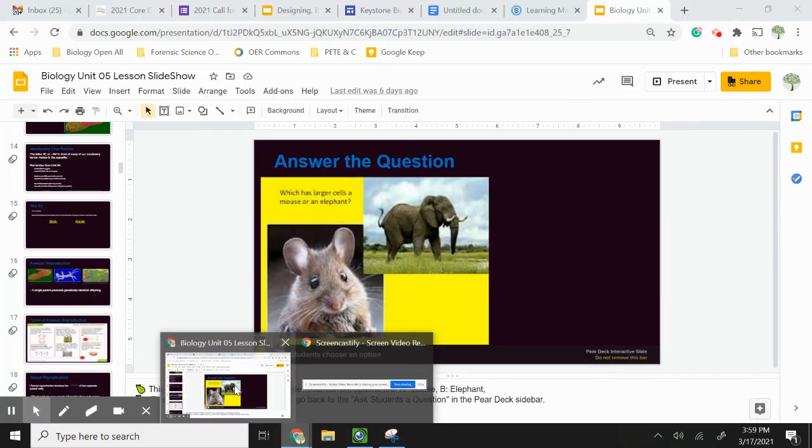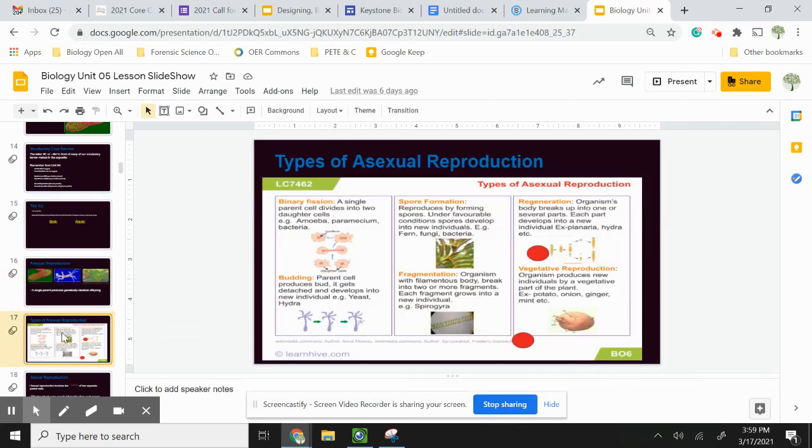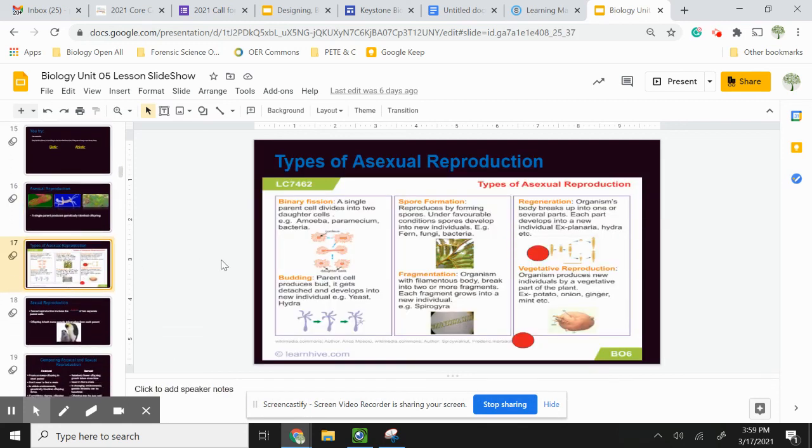This was on slide number 16 and 17 of the slideshow. A little bit more in terms of examples of the different types of asexual reproduction. We've seen this. You see the vegetative reproduction like on the little potatoes. All right, so that's what that one is.